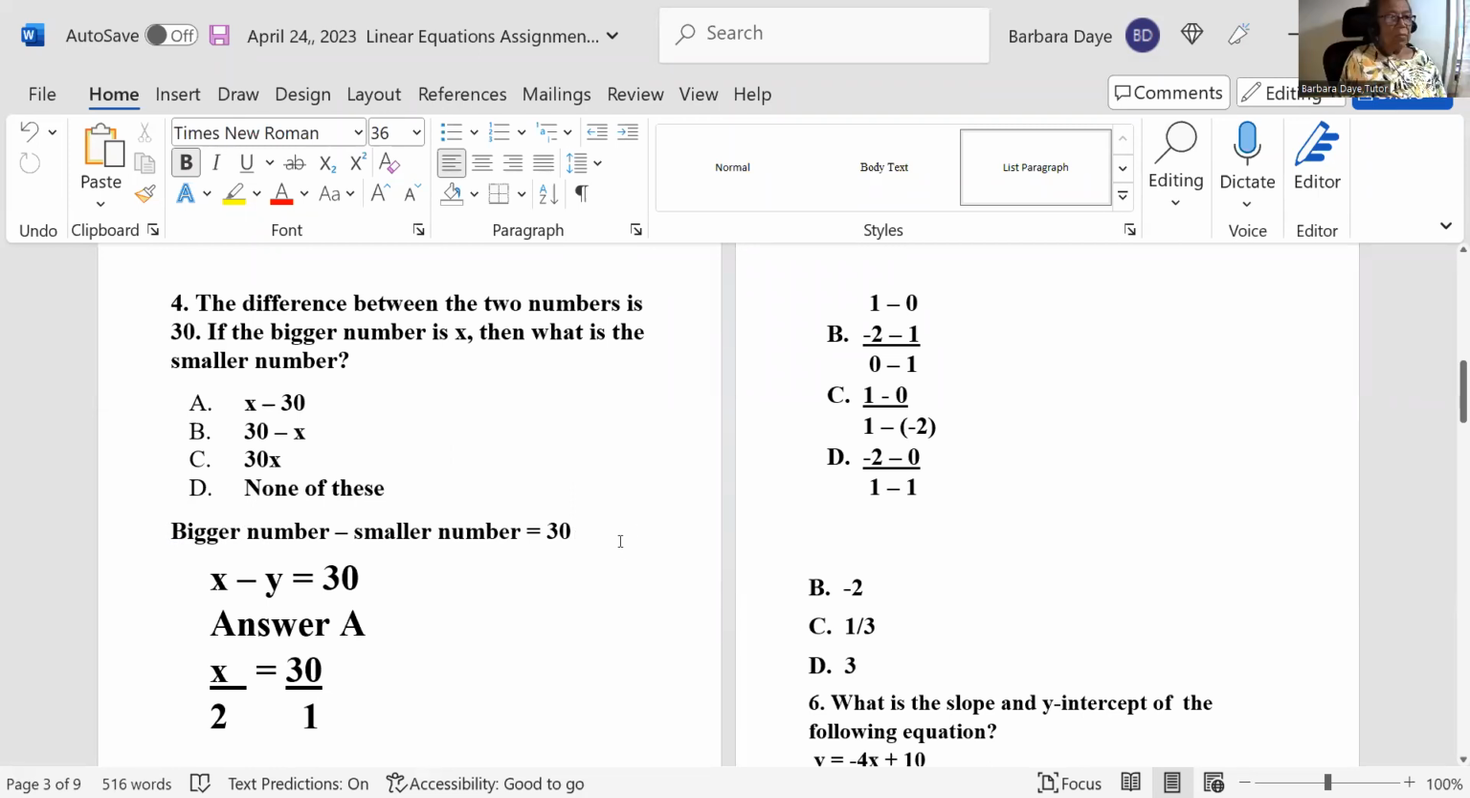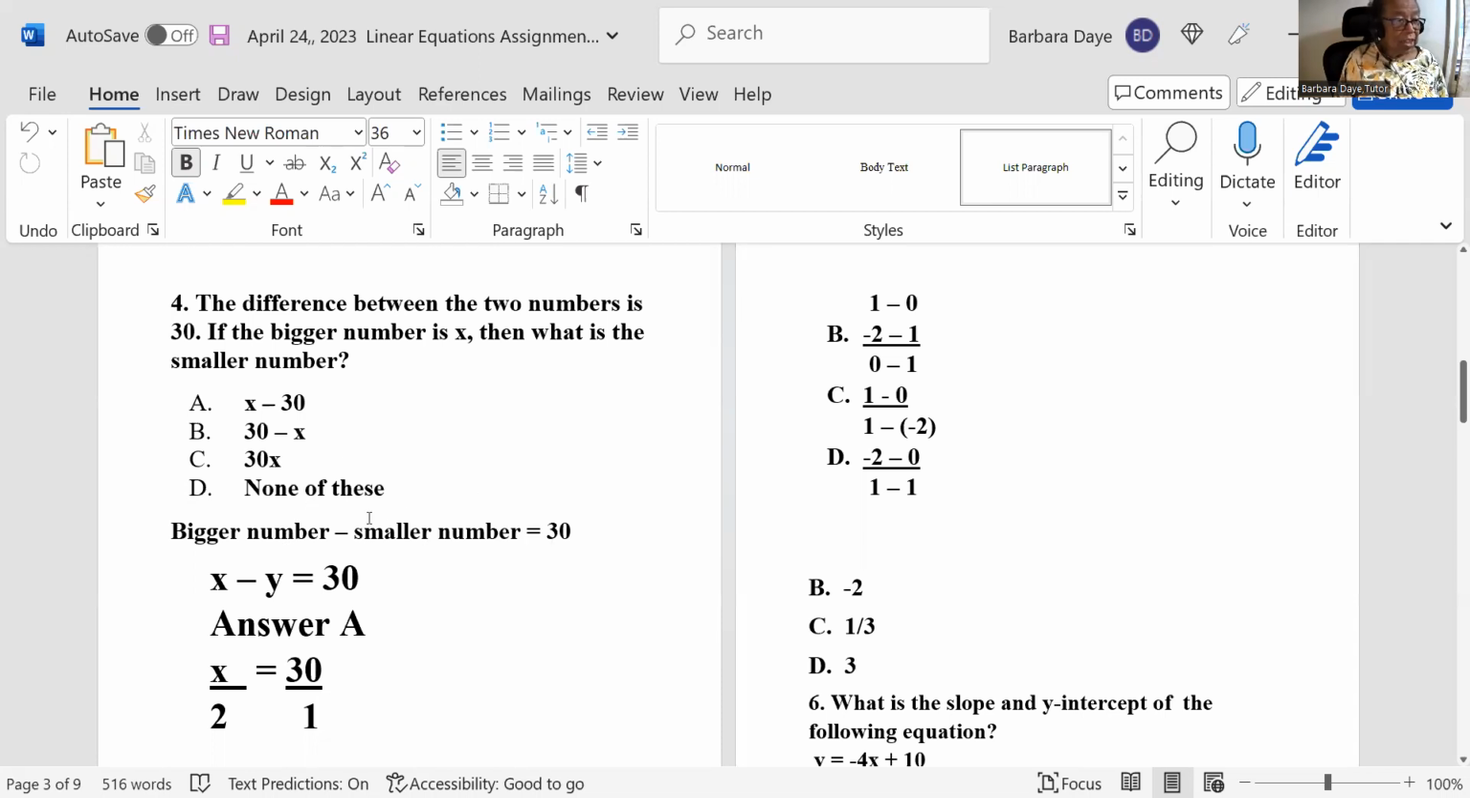When you read this and it says your difference between the two numbers is 30, the bigger number, you subtract the smaller number, you get 30. You don't care what the numbers are. It's not asking you that. It's telling you the difference. When you subtract the smaller number from the bigger number, you get 30.